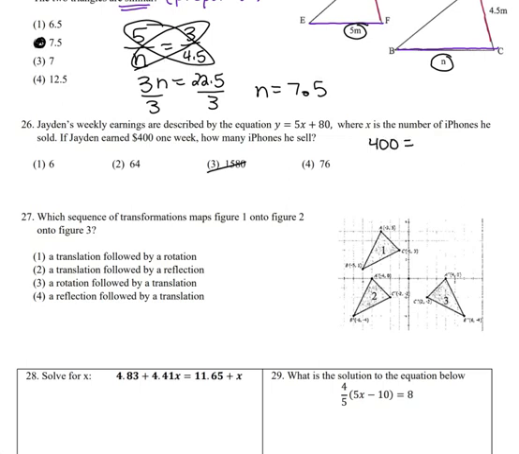So 400 is the money, which is y, is equal to 5x plus 80. Now to get rid of the 80, because it's being added to the 5x, we're going to use inverse operations and subtract it over. So I have 320 equals 5x. To get rid of the 5 that's being multiplied, I'm going to divide out. We're going to get x equals 64, which is choice number 2.